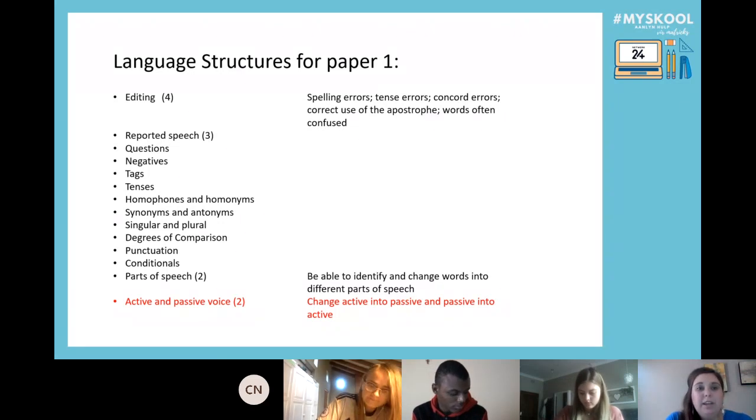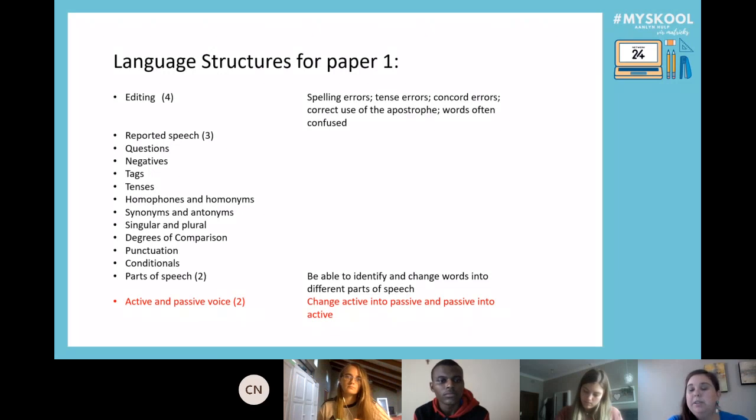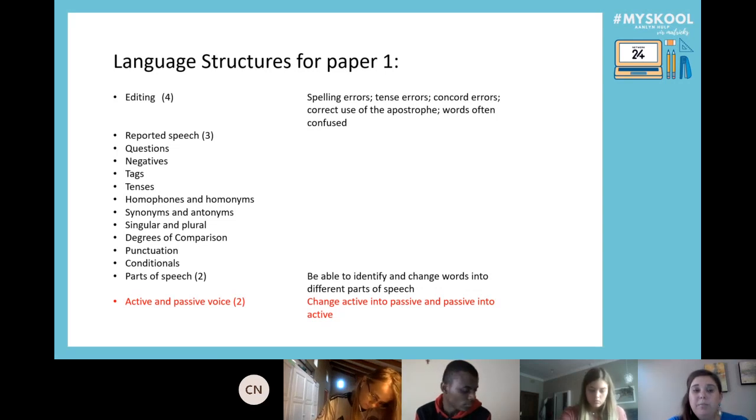Then the reported speech usually counts 3 marks. 1 mark you usually get for the correct punctuation and then for changing the words into indirect speech. Then you can also expect questions, negatives, tags, tenses. In other words, they will tell you change the following sentence into the past tense or into the present tense or into the future tense or whatever. And then you just have to keep the overall tense like the simple, continuous or perfect the same. Homophones and homonyms, synonyms and antonyms, singular and plural. Degrees of comparison, punctuation and conditionals. Conditionals are if sentences. Now, they haven't asked that in a long time, but it is one of the language structures that they might ask.